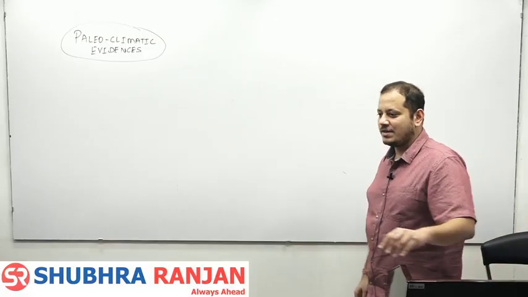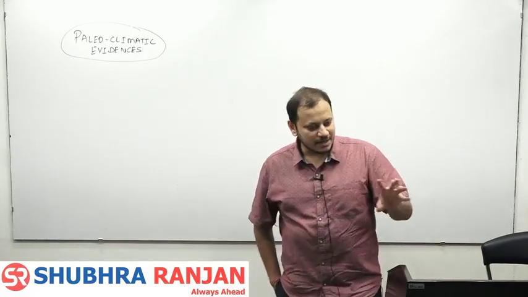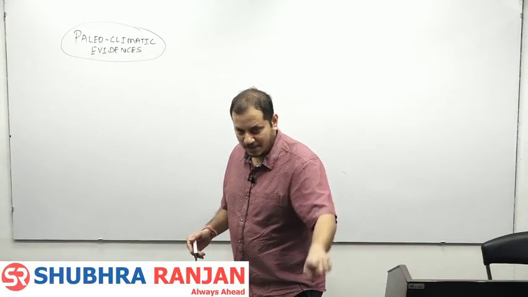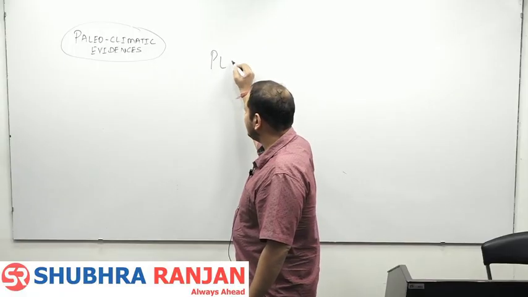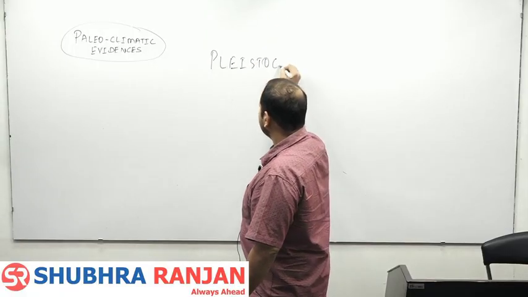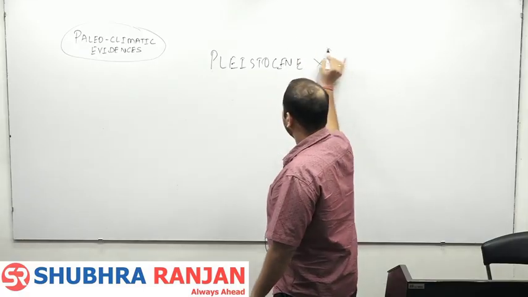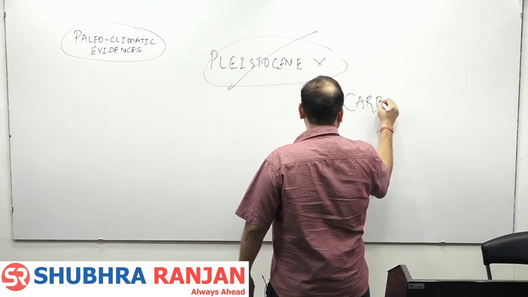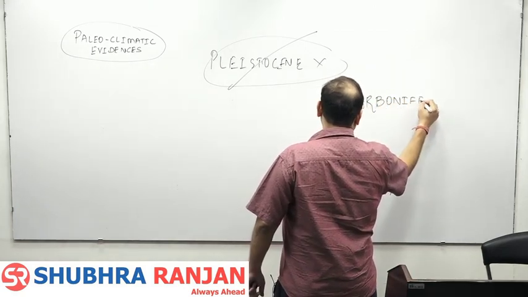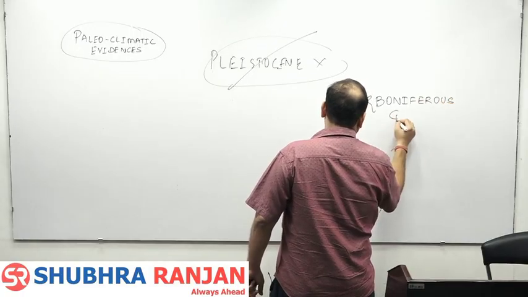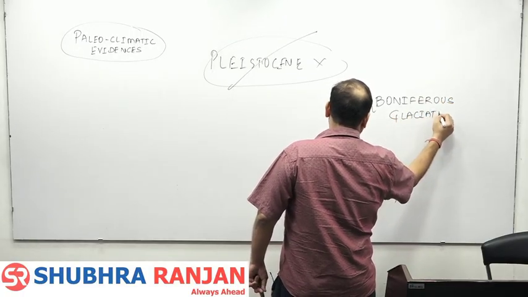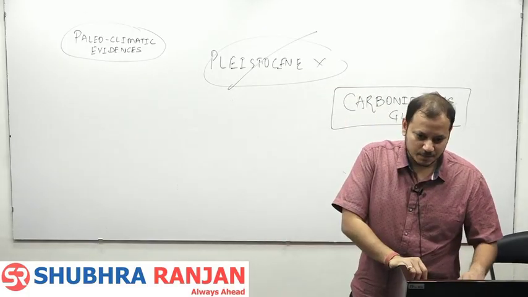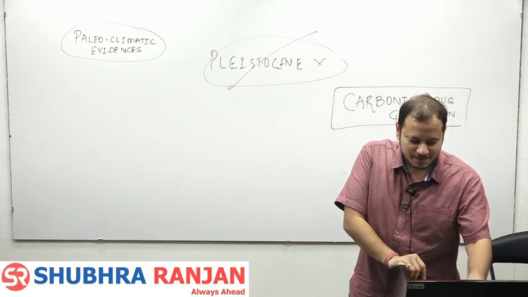So paleoclimatic evidences of continental drift is nothing but, we write an answer regarding the glaciation that has occurred recently or in the old era. And therefore we will not write about Pleistocene, because Pleistocene is very recent. We are not going to write about the Pleistocene glaciation. We are going to write about Carboniferous glaciation. Why? Because when did Carboniferous period occur?